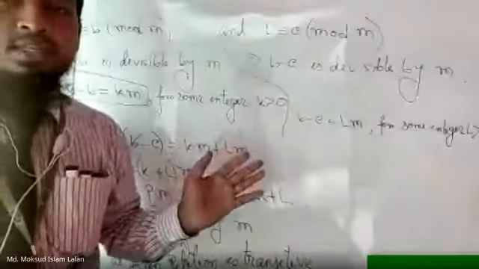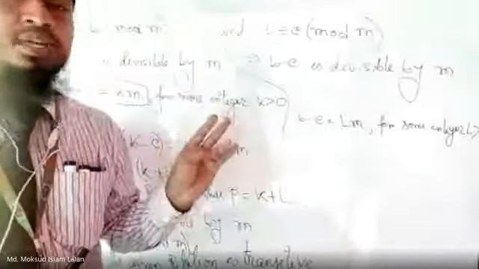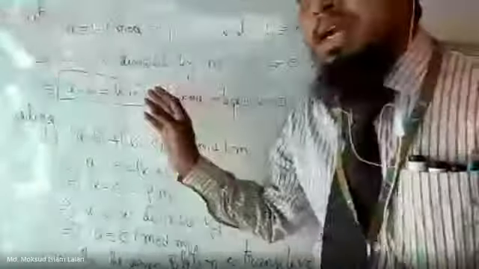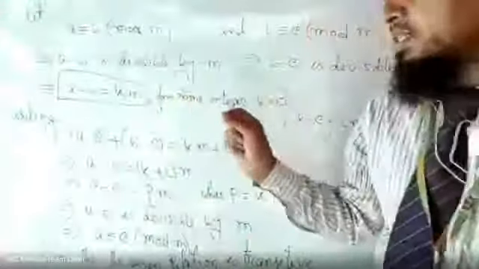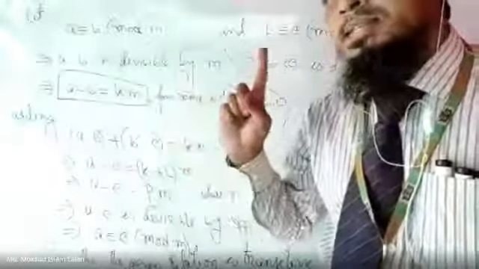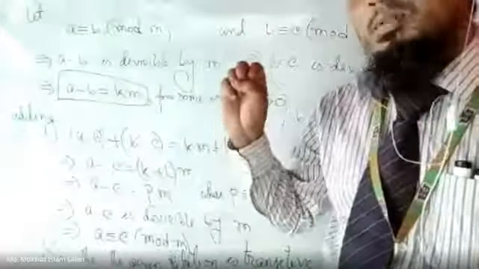Since it satisfies three conditions, reflexive, symmetric and transitive, we can say that the relation is an equivalence relation. Do you agree with me or not? Yes, sir. Just write a single sentence, Bijit: since the relation is reflexive, symmetric and transitive, that's why the relation is an equivalence relation.